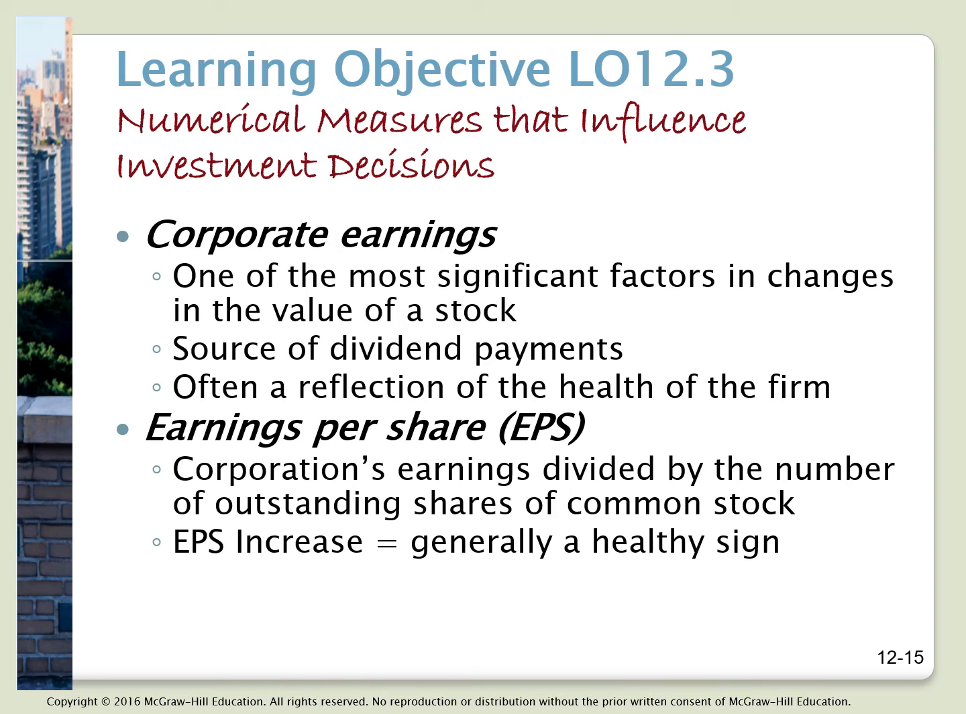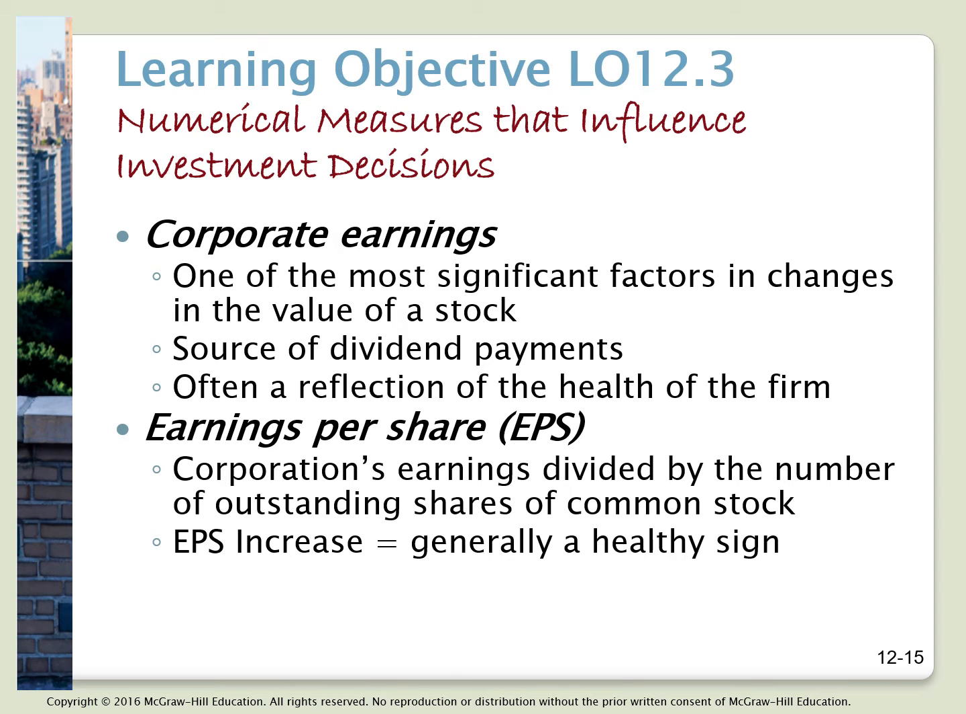Anyhow, you can go through again the corporate earnings. These are listed typically on a quarterly basis. Earnings per share, corporation's earnings divided by the number of outstanding shares of stock. Again, earnings per share, the higher that it is and the increase, you're looking at changes, the delta. If it goes up, that's generally a healthy sign.